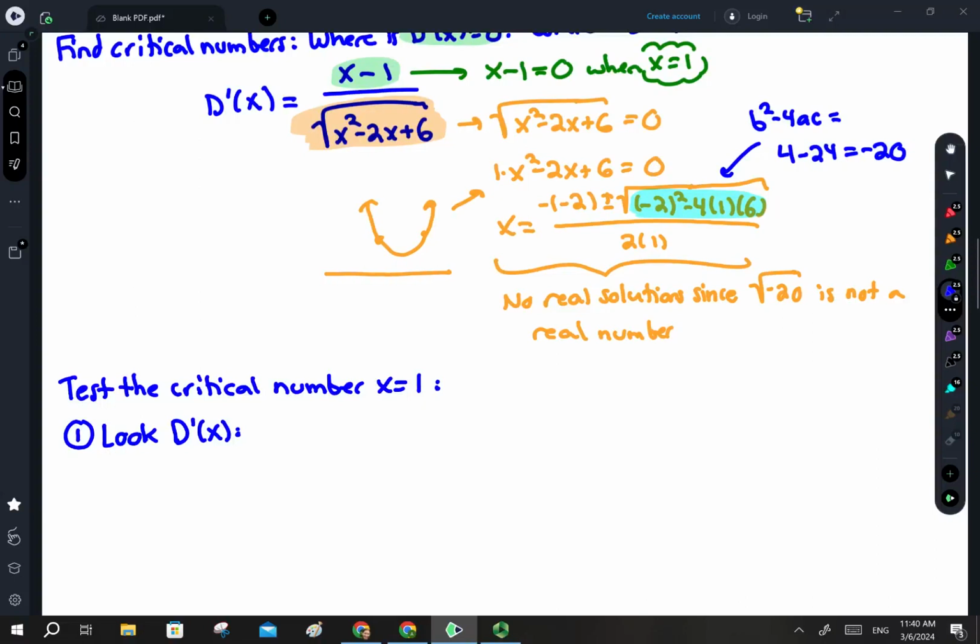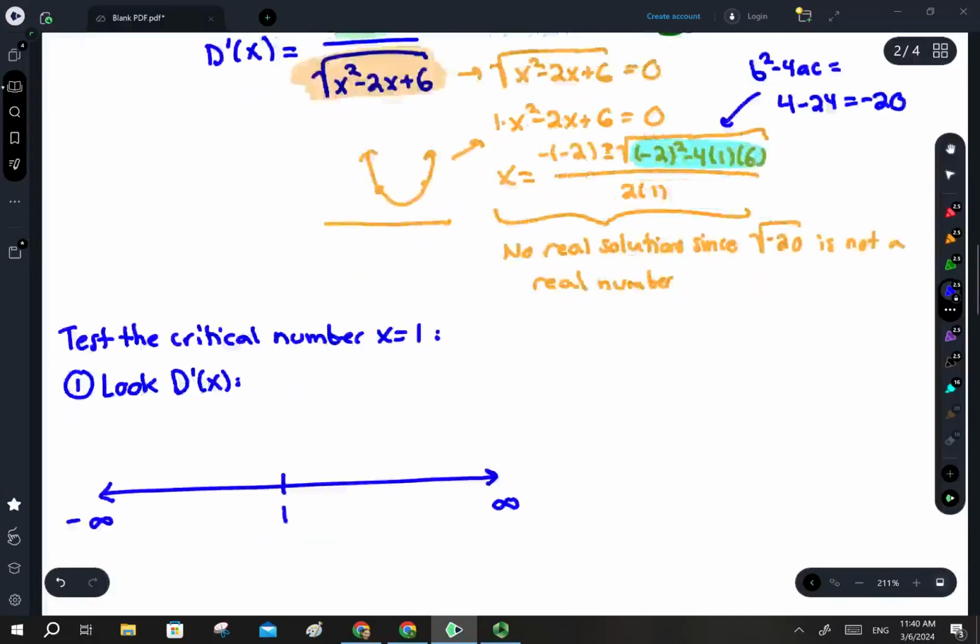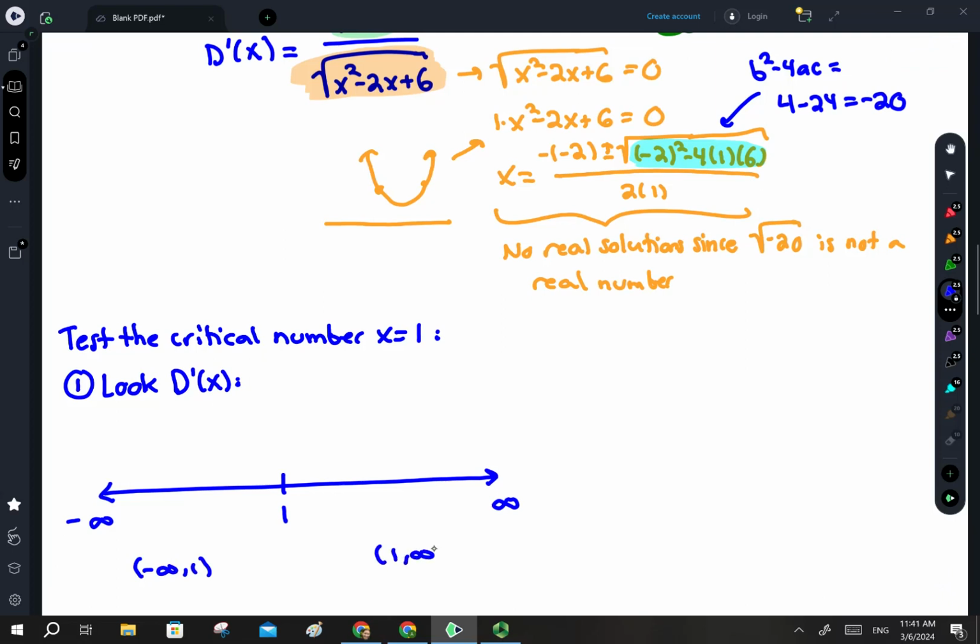The first would be to look at the first derivative. Because I have only one critical number, it divides the number line into two pieces: the interval from negative infinity to 1 and the interval from 1 to infinity. So to test to see if x equals 1 truly gives me a minimum in the distance, I can test a point that's less than x equals 1, so I'll use x equals 0, and I can test a point larger than 1, like x equals 2.